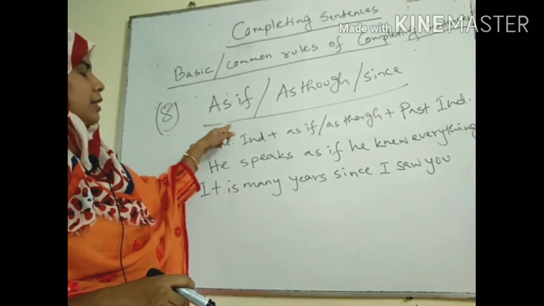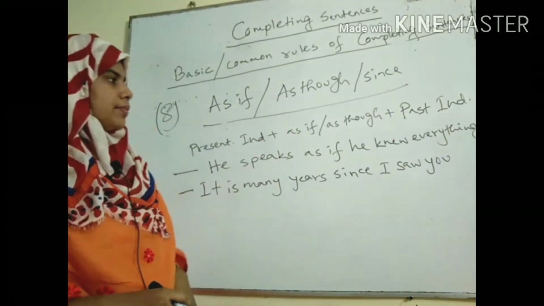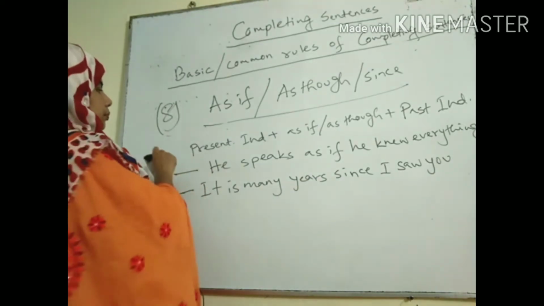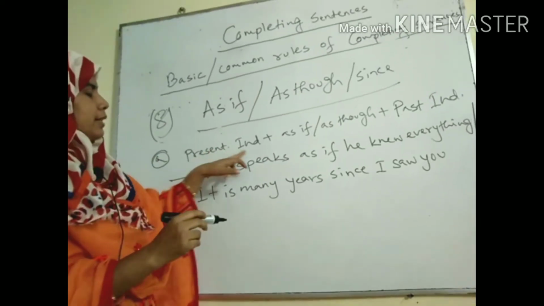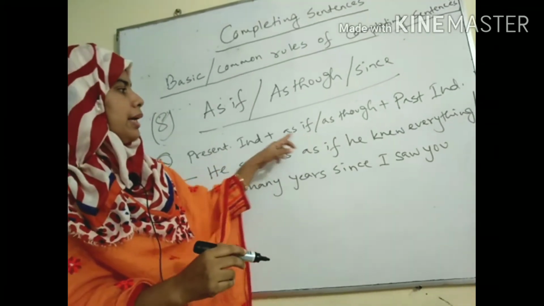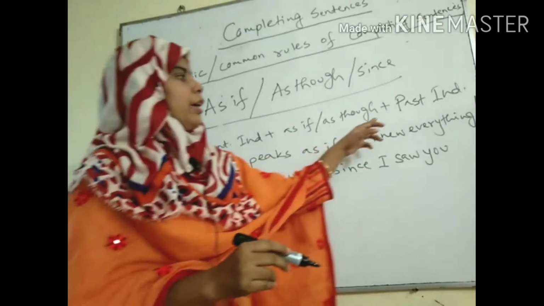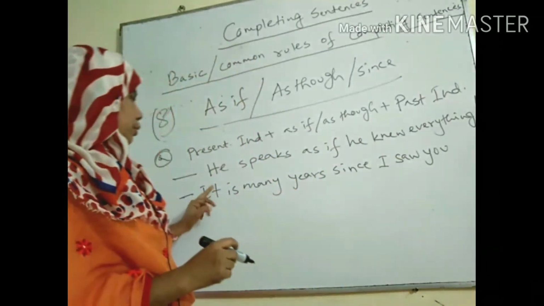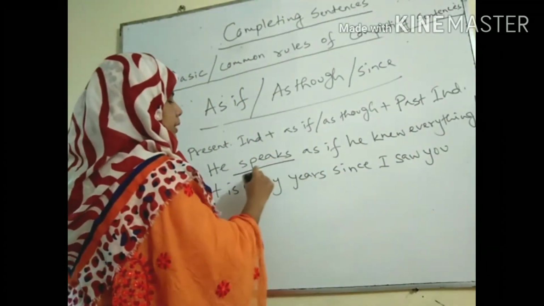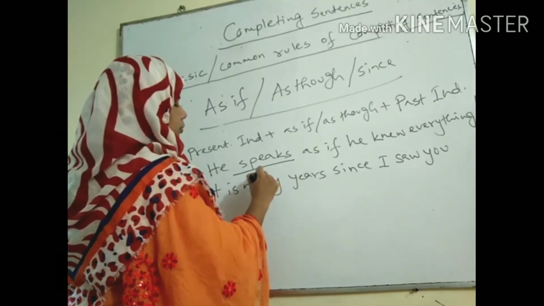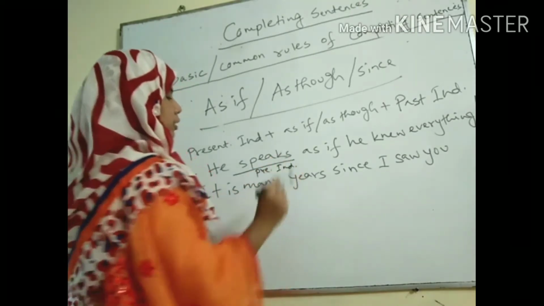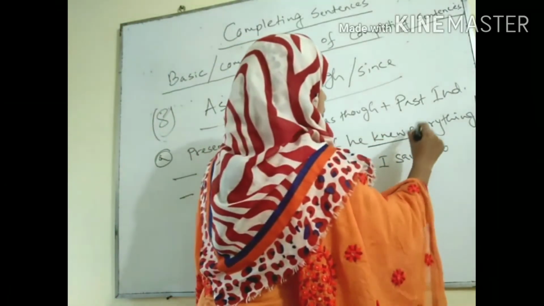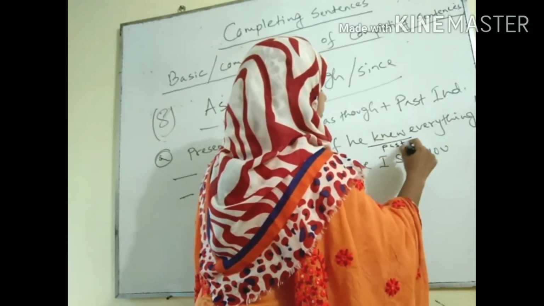Rule 8, as if, as though, or since. Here we have two rules. First one, if we use present indefinite before as if, as though or since, we have to use past indefinite after as if, as though. For example, he speaks, present indefinite, he speaks as if he knew everything. So this portion is past indefinite.